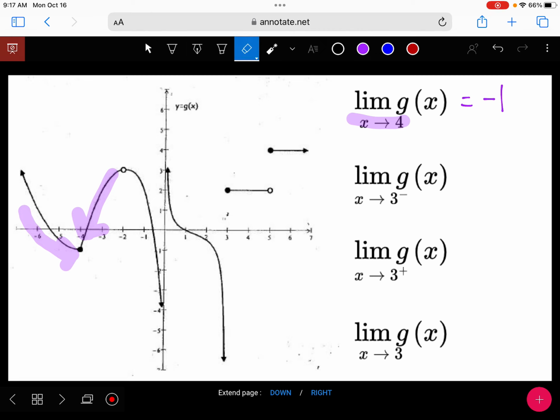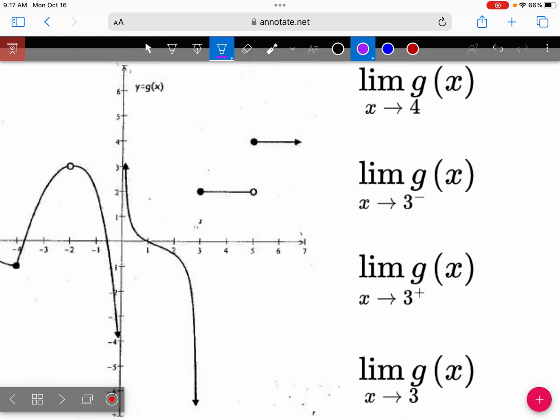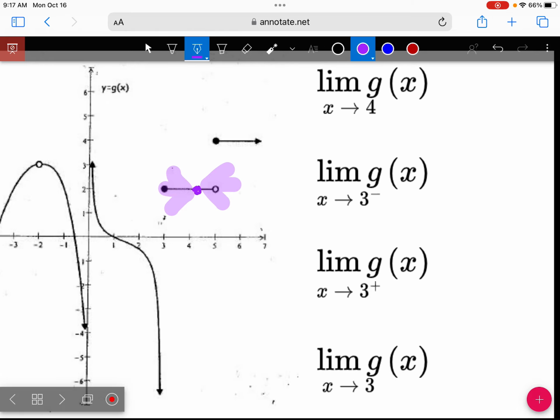Oh, you're right. It should not be -4. Let's try that again. +4. It's called I'm not paying enough attention. So as x approaches 4 from the right, and as x approaches 4 from the left, it's approaching 2. So we got an extra practice one in there because I was reading it wrong. 2.